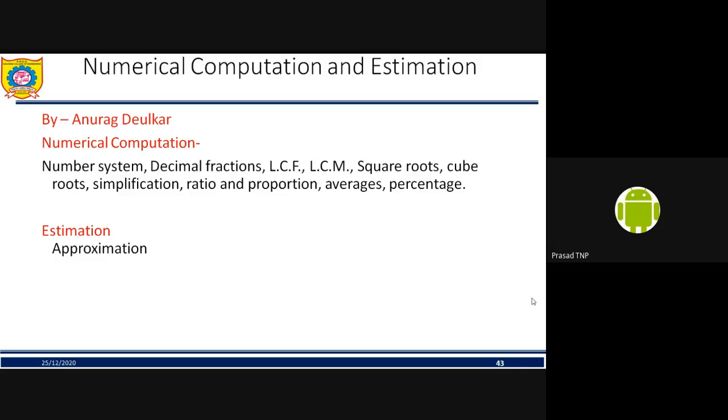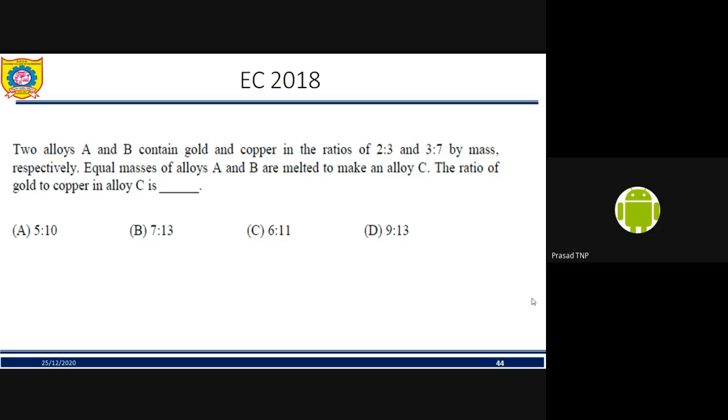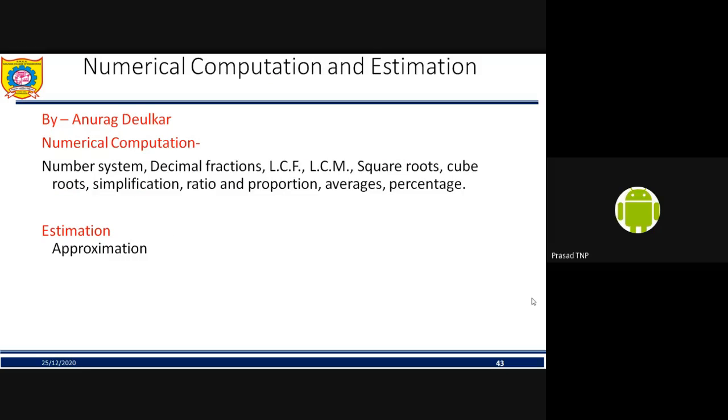So today we will study these two topics, and the questions that were asked in the previous GATE examinations, we will solve here. So this is one simple question. This is coming under the topic numerical computation, and this is over ratio and proportion. The first question.